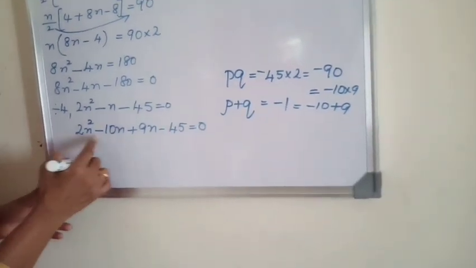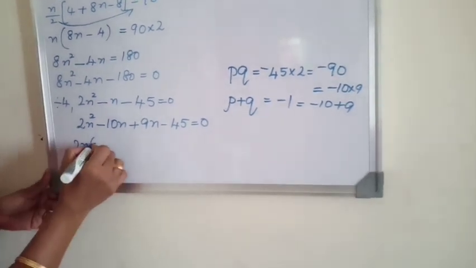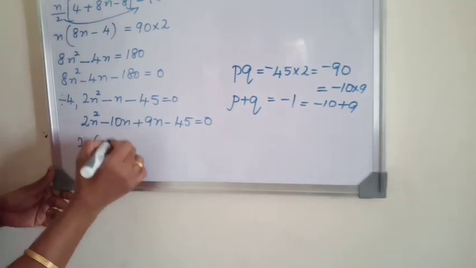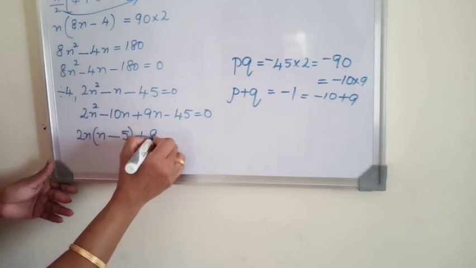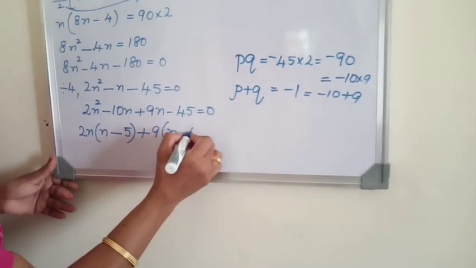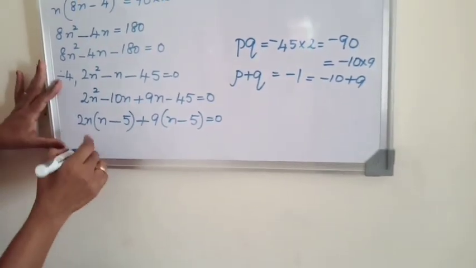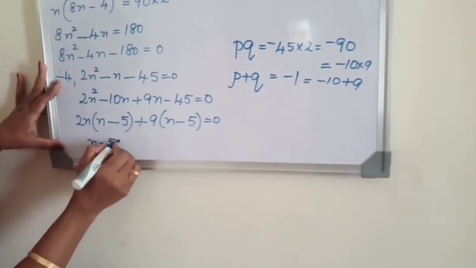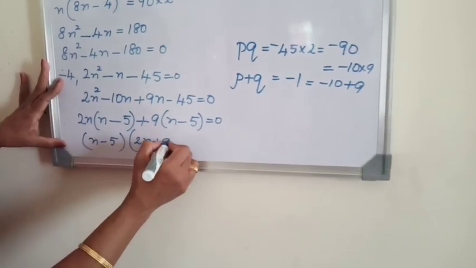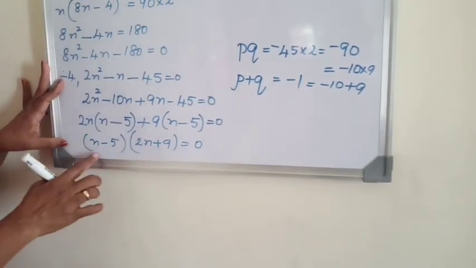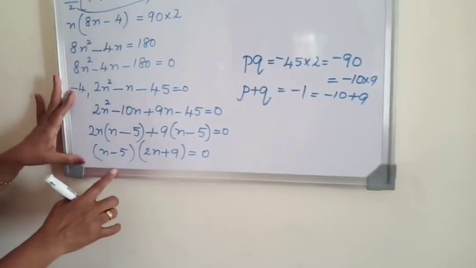We'll take common factors from these two terms. 2n is common, so here n minus 5 is remaining, 2n into 5 is 10. Plus here 9 is common: 9 into (n minus 5), 9 fives are 45, is equal to 0. So now we will write n minus 5 in one bracket and in another bracket 2n plus 9 is equal to 0. Now we got two factors. Each factor we will equate to 0 and we will find the value of n.